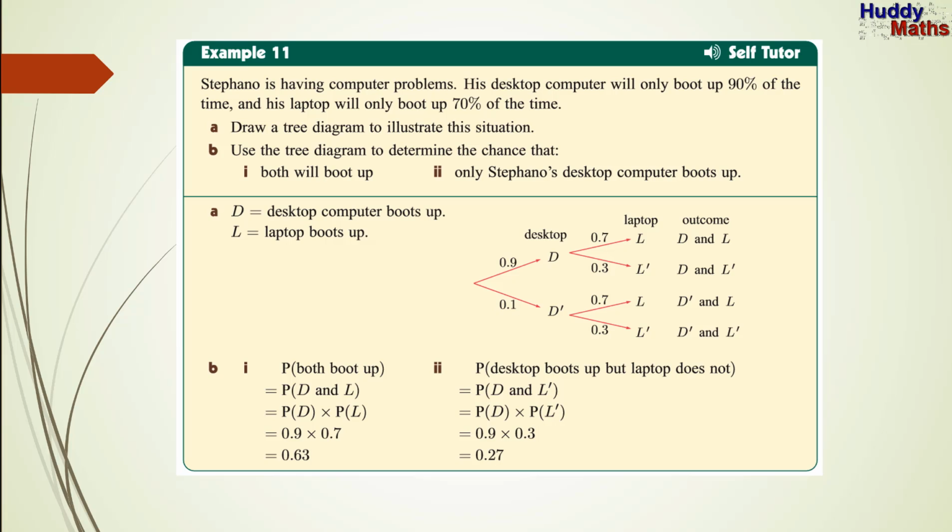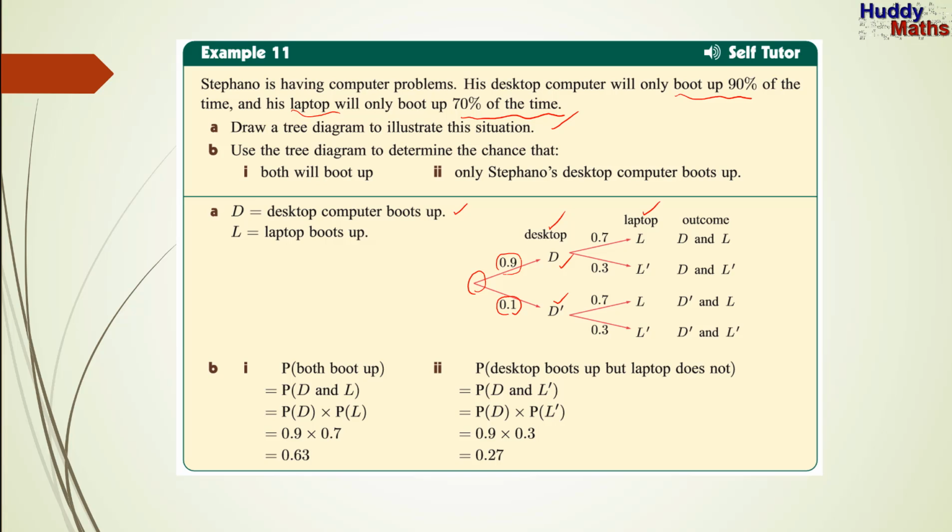So Stefano is having computer problems. His desktop computer will only boot up 90% of the time and his laptop 70% of the time. Not good. Draw a tree diagram. So okay, starting out, you've got desktop computer 0.9 of the time and 0.1 it fails. So D is the desktop boots up, and D prime or D dashed is no, it doesn't. It's a complementary event. It either works or it doesn't.